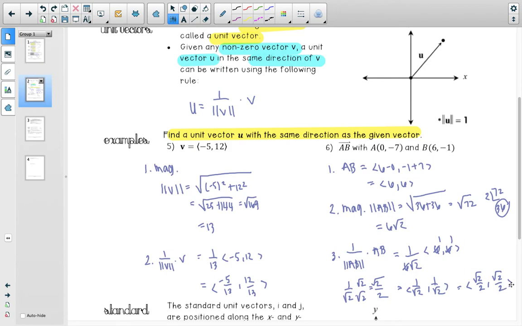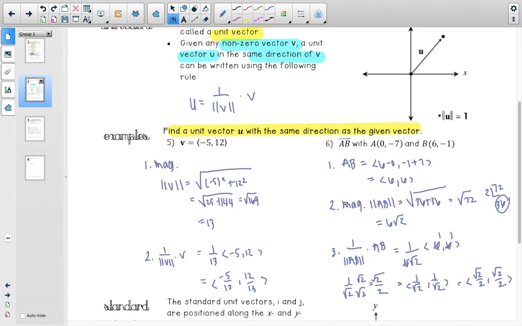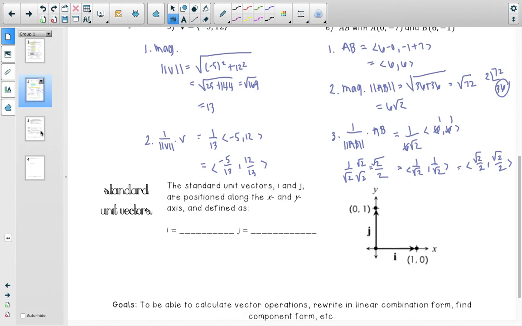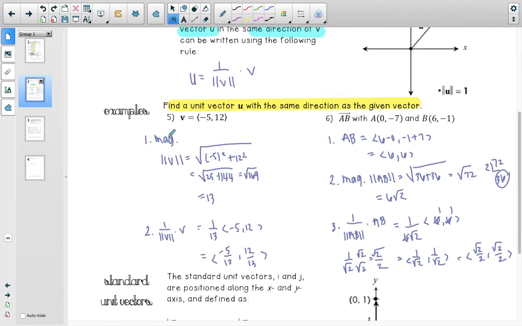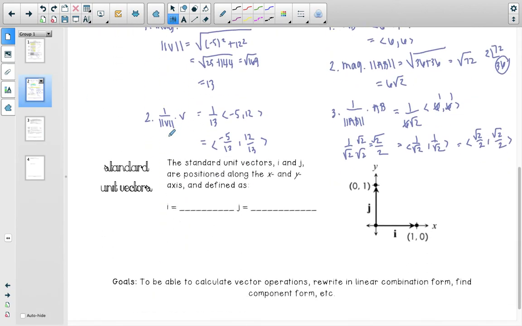All right, so that is unit vectors, so not too difficult. I'm going to go into the standard unit vector a little bit, and then I'm going to stop and go into these notes on the next video to try to break them up a little bit. The standard unit vectors i and j are positioned along the x and y axis, and they would be defined as 1, 0, and 0, 1. Hopefully you can see why, because i has a coordinate point of 1, 0. So that distance horizontally is 1 with nothing vertically, and then j only has vertically, so the 1 goes there.